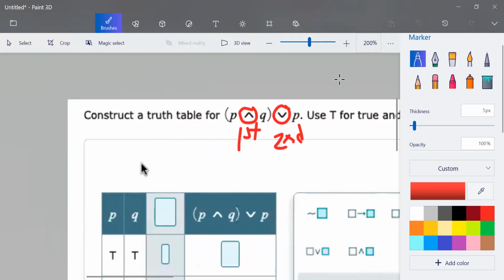In this case, my first column is going to be, and my stylus is kind of chunky, which is why it's not writing too well. But the first column is going to be set up for the conjunction. And whenever you set up a connective, you have to write what's on both sides of it. And in this case, it's just P on the left and Q on the right. So this is what that column would be.